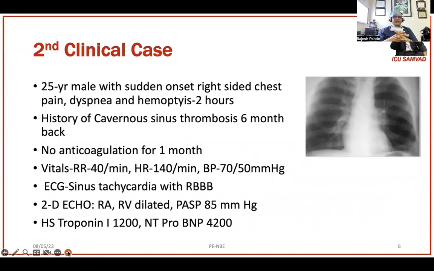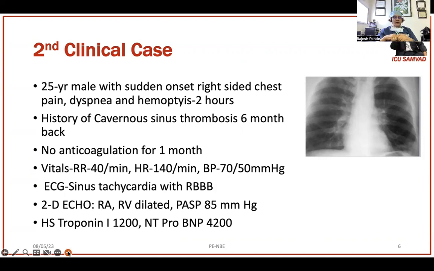Let's see the second case, the other extreme. A 25-year-old male with sudden onset right-sided chest pain, dyspnea, hemoptysis. Look at the symptoms: sudden onset, chest pain, dyspnea, hemoptysis. There is also a history of cavernous sinus thrombosis 6 months back. Patient was not on any anticoagulation for 1 month. His vitals show that he is tachypneic, tachycardic, and is grossly hypotensive. BP is 70/50. ECG shows sinus tachycardia with right bundle branch block.